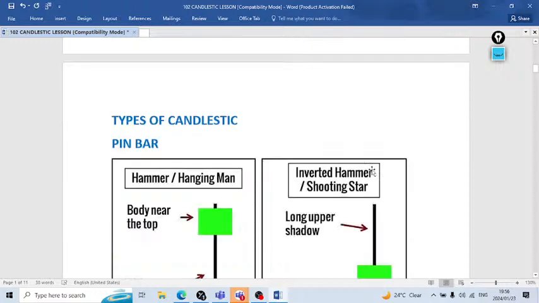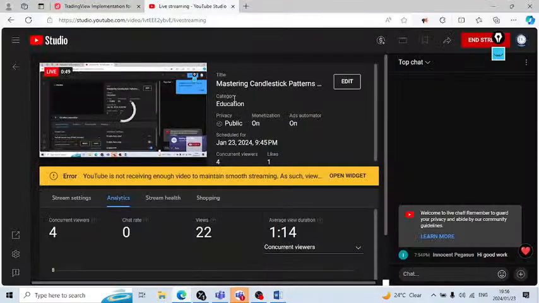I did a video on my channel where I really took time to explain pin bars. There's a video on my channel which you can also look at, which talks about candlestick patterns.